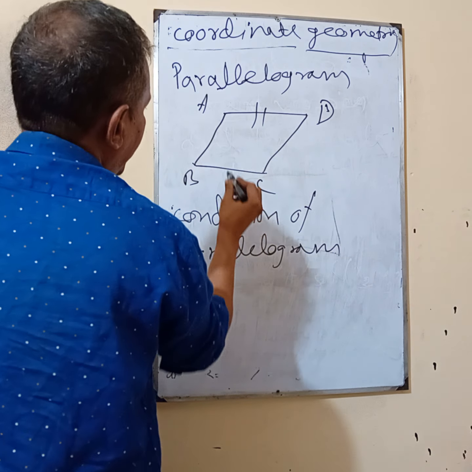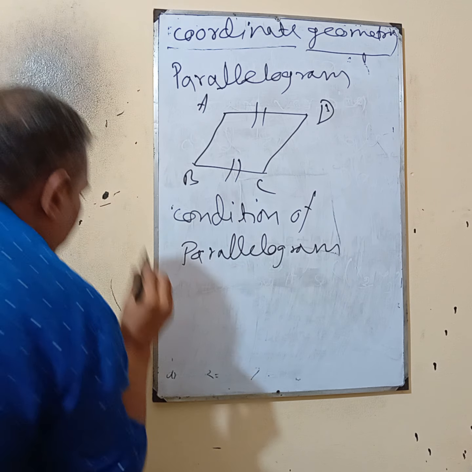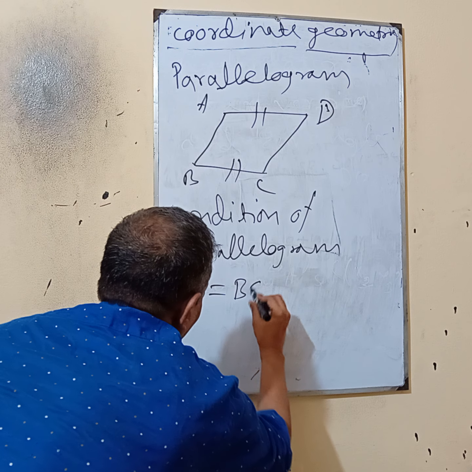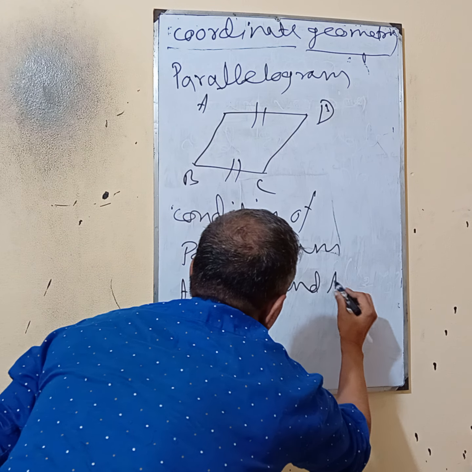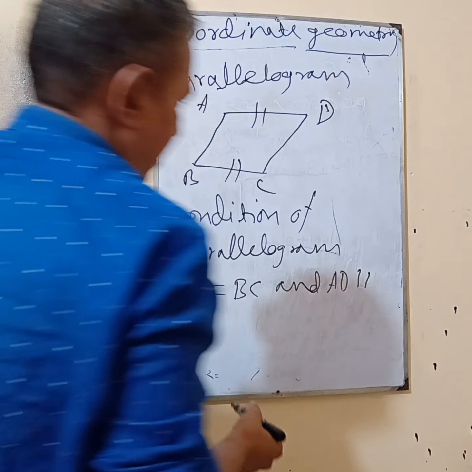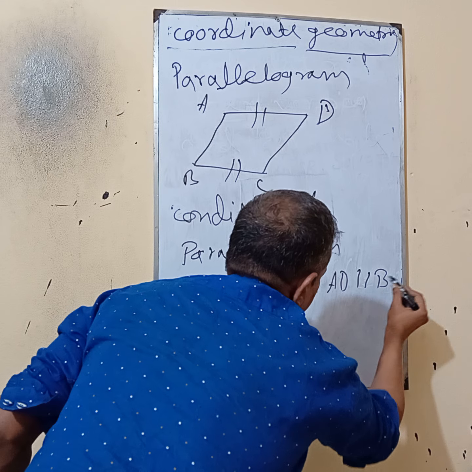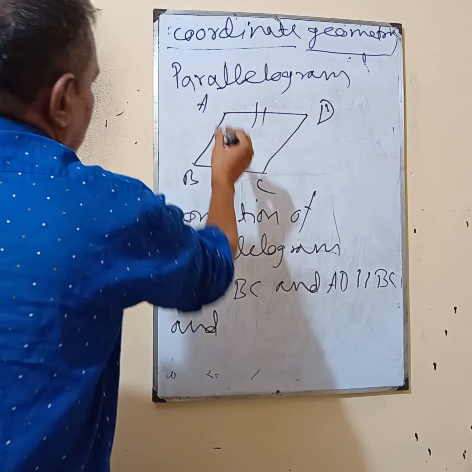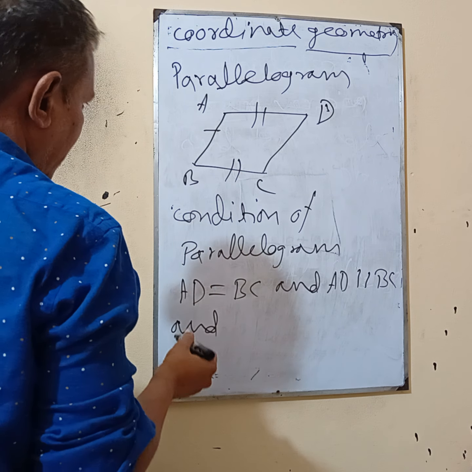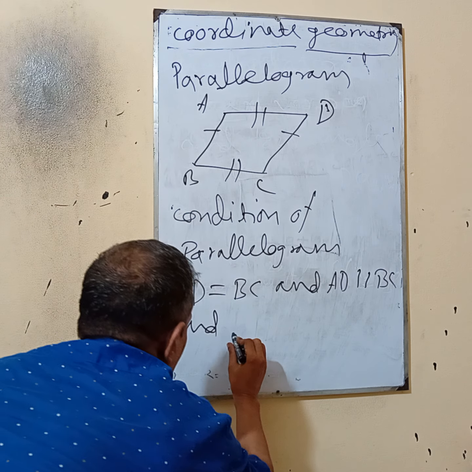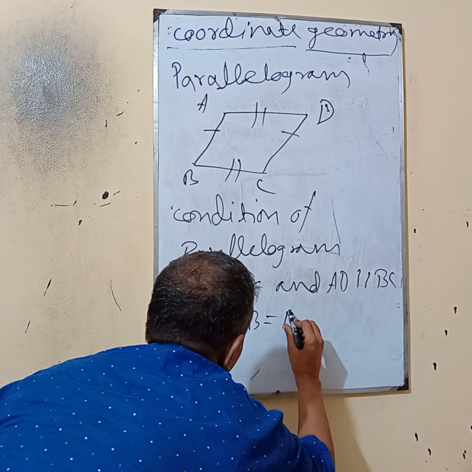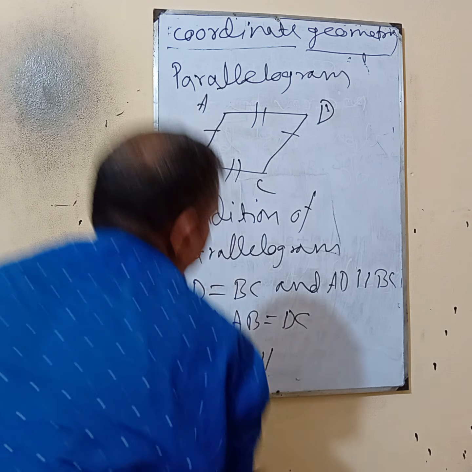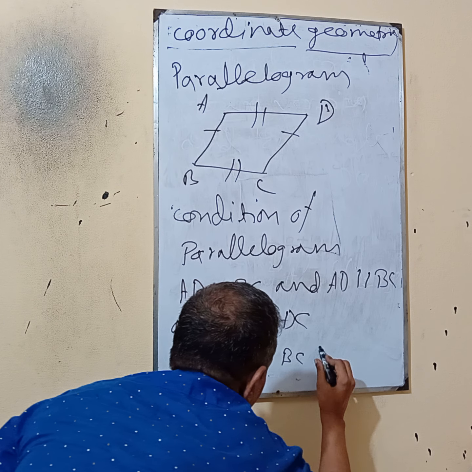Firstly, AD is equal to BC and AD is parallel to BC. That is the first condition. The second condition is AB equal to CD and AB parallel to CD.